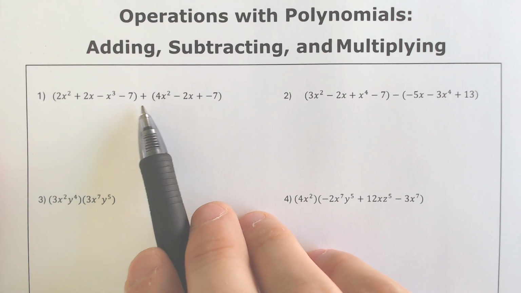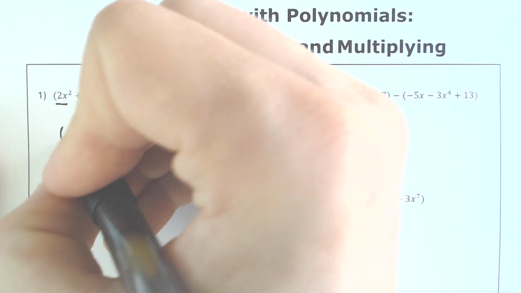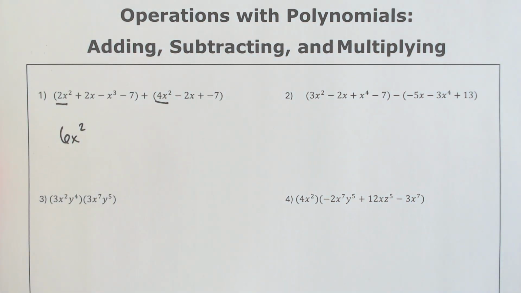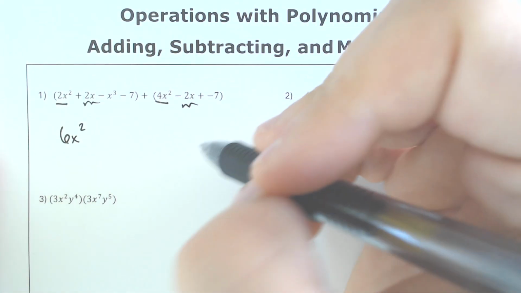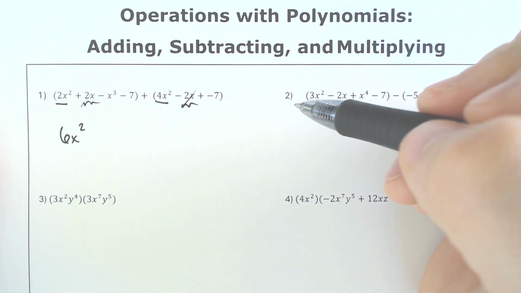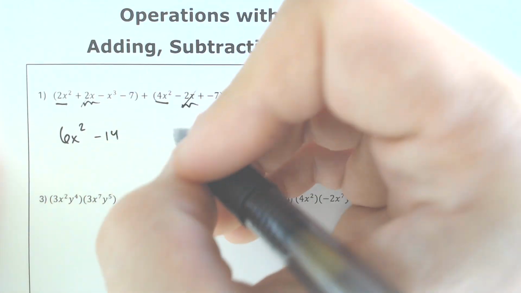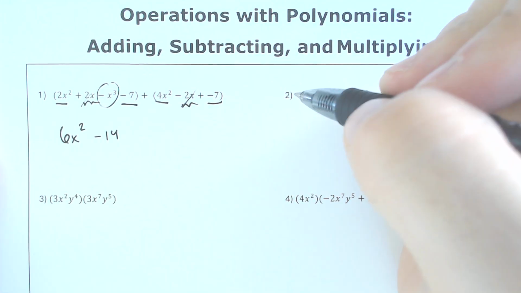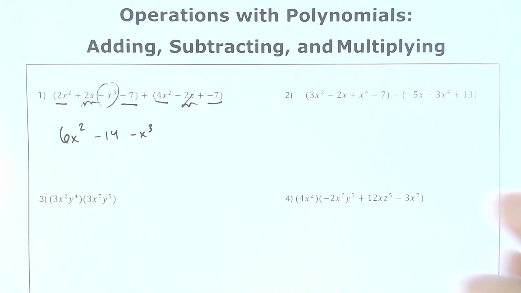If there's a plus sign in between, all you have to do is scan and look for your like terms. We got 2x squared, we got 4x squared. They combine, because that's what pluses do, to make 6x squared. We got positive 2x here and negative 2x there. They combine to make 0x, so they kind of cancel. And then we got negative 7 and negative 7. They make negative 14. And then this last one over here, this lonely negative x to the third, it doesn't have any friends. So it's off by itself.